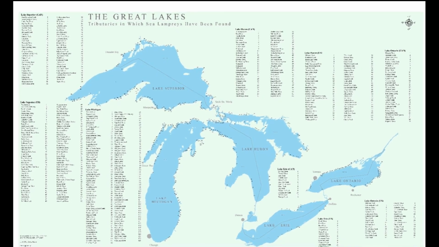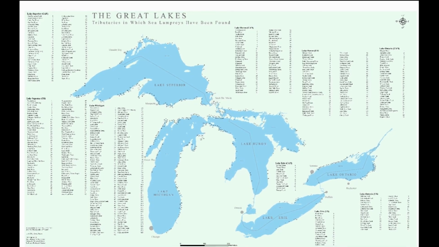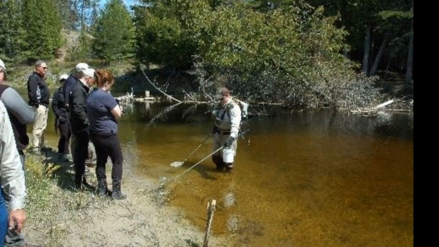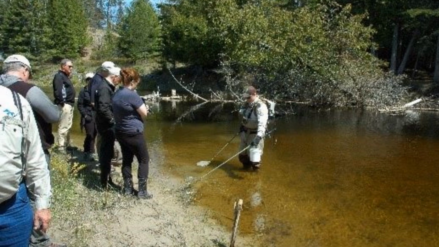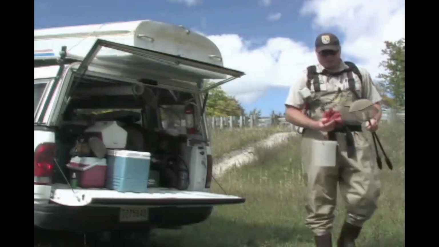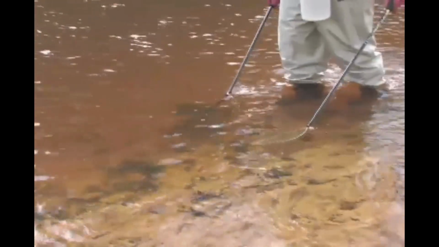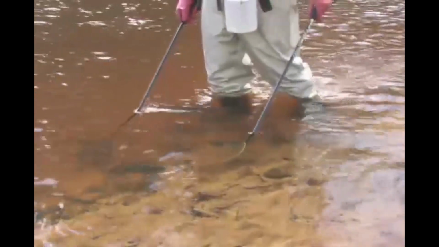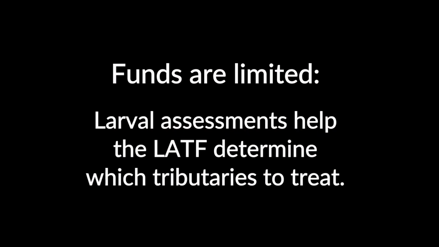There are far more sea lamprey producing tributaries throughout the Great Lakes than the control program can treat in a year. Thus, a process is in place that assists the Larval Assessment Task Force in determining when and which tributaries will be treated using the limited resources available. Data collected from larval assessments is one of the key tools used by the Larval Assessment Task Force to rank tributaries for treatment.